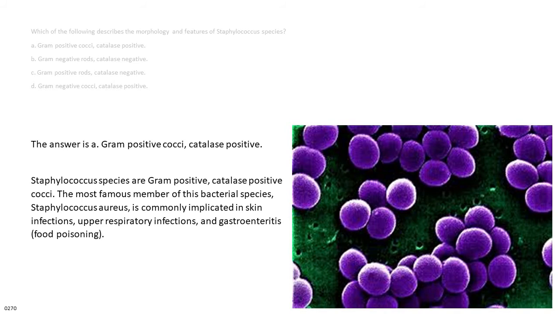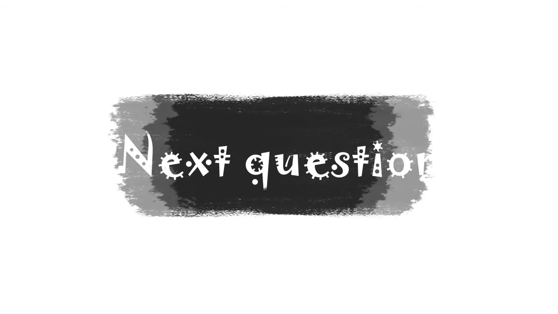The answer is A. Gram-positive cocci, catalase positive. Staphylococcus species are gram-positive, catalase positive cocci. The most famous member of this bacterial species, Staphylococcus aureus, is commonly implicated in skin infections, upper respiratory infections, and gastroenteritis, food poisoning.